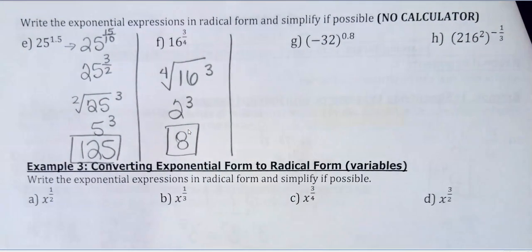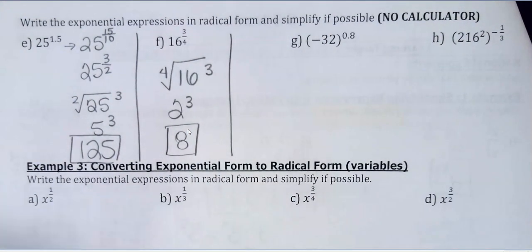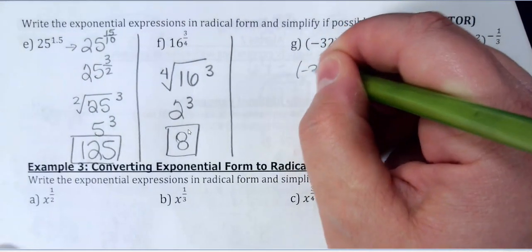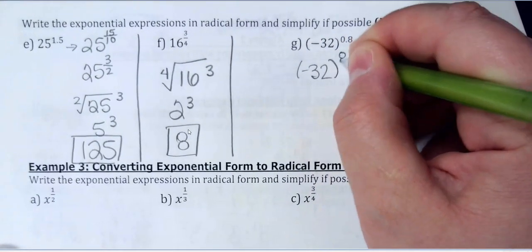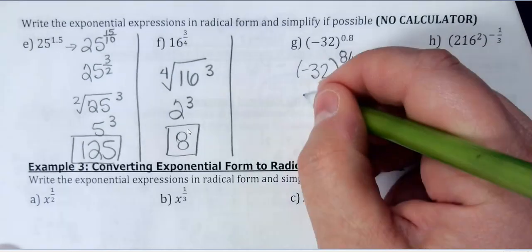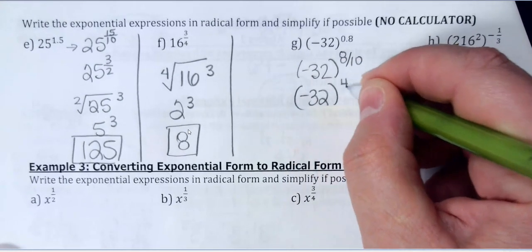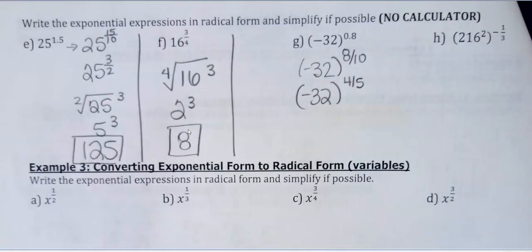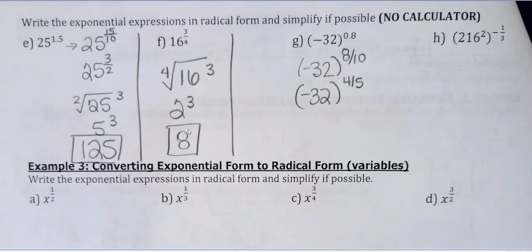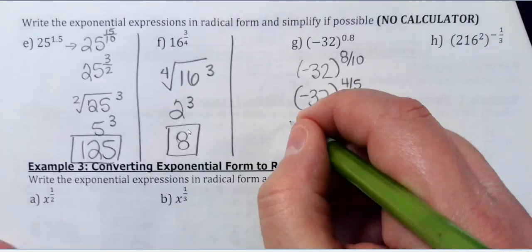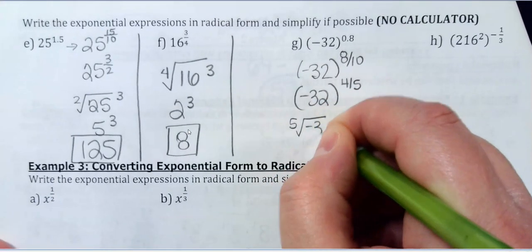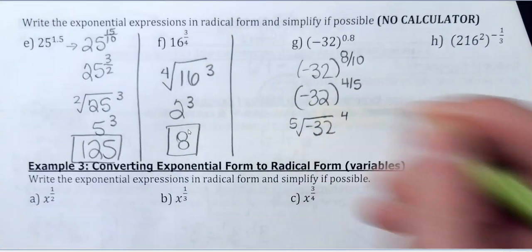All right, if I have 0.8, that's 8/10. So this is -32 to the 8/10 power, which I would definitely reduce, and that's going to be -32 to the 4/5 power. Okay, trying to do these without our calculator. So I'm going to bottom out. So this would be the 5th root of -32, and then we'll take that to the 4th.